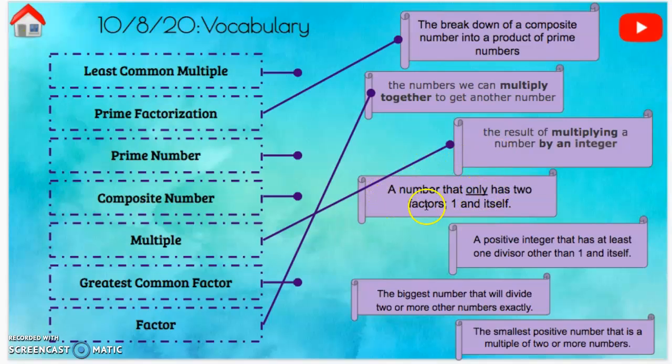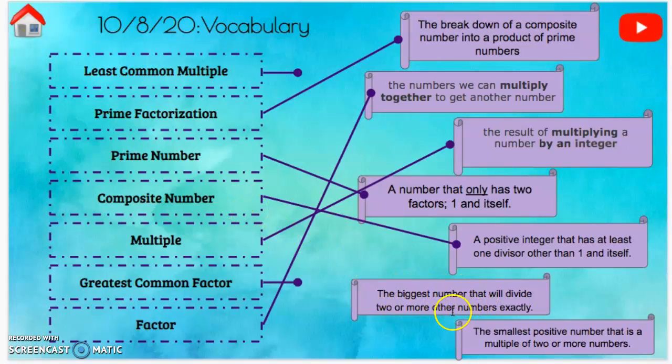Alrighty, a number that only has 2 factors, 1 and itself. We know that that's a prime number. Prime number. Woohoo! All right, a positive integer that has at least one divisor other than 1 and itself. So not necessarily a prime number, but this is going to be a composite number. So it's going to have more than one factor. So that is going to be a composite number.